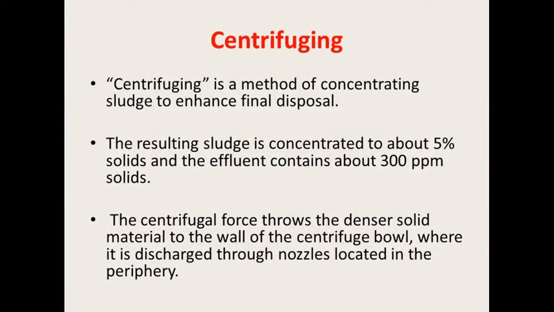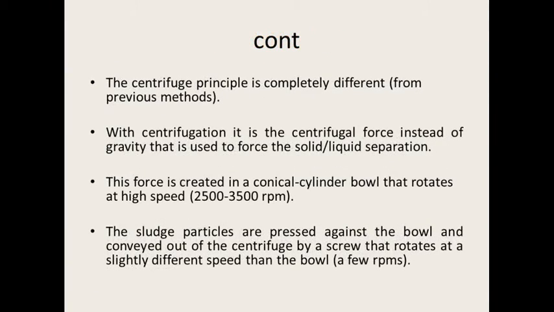Next, the process called centrifuge. This is a method of concentrating sludge to enhance final disposal. The resulting sludge is concentrated to about 5% solids, and the effluent contains about 300 ppm of solids. The centrifugal force throws the denser solid material to the wall of the centrifugal bowl, where it is discharged through the nozzle located in the periphery. In this way, it can separate the water and the sludge.